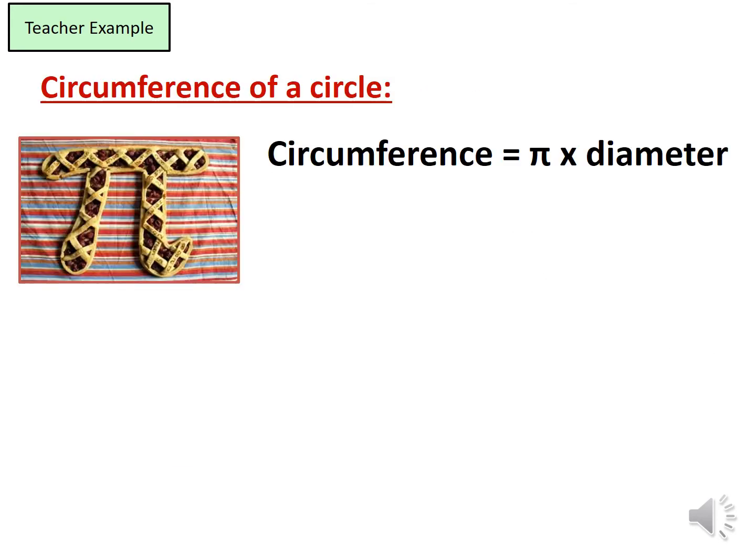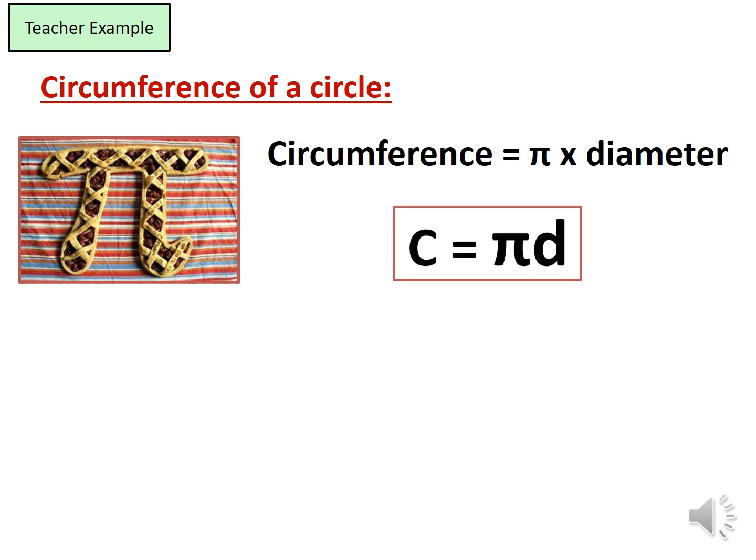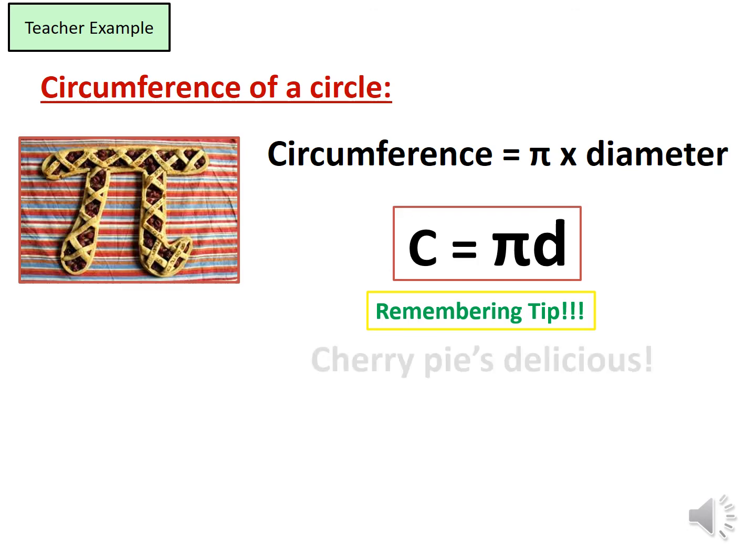So circumference of a circle: circumference equals pi times diameter. In maths this is how we write the equation out: C equals pi d. Here's a quick tip to remind you how to remember that formula. Chili pies are delicious.